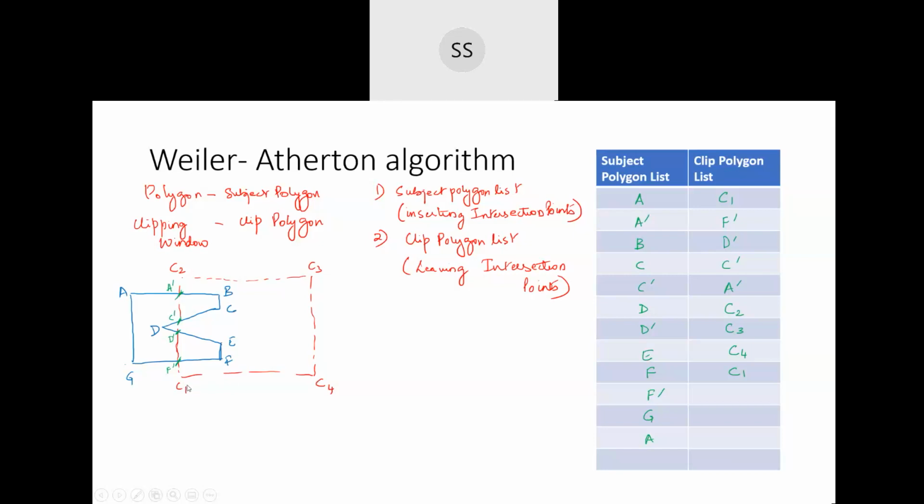Now next, what I do is I'll draw the direction of my edges also. I'm handling it in clockwise direction. So this is one. You will understand why I have drawn this.